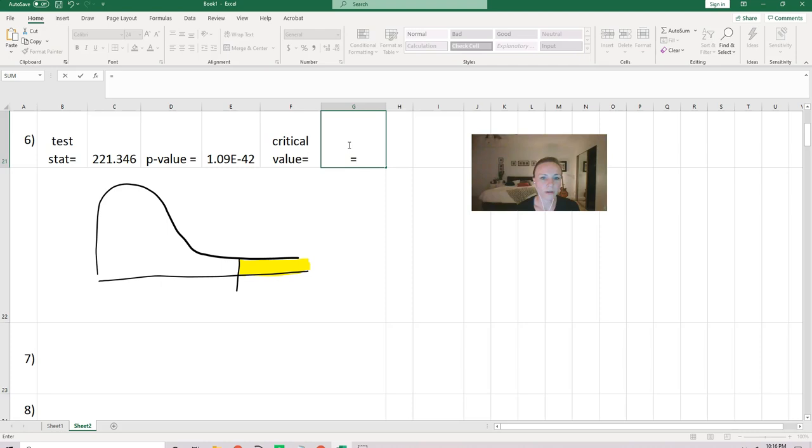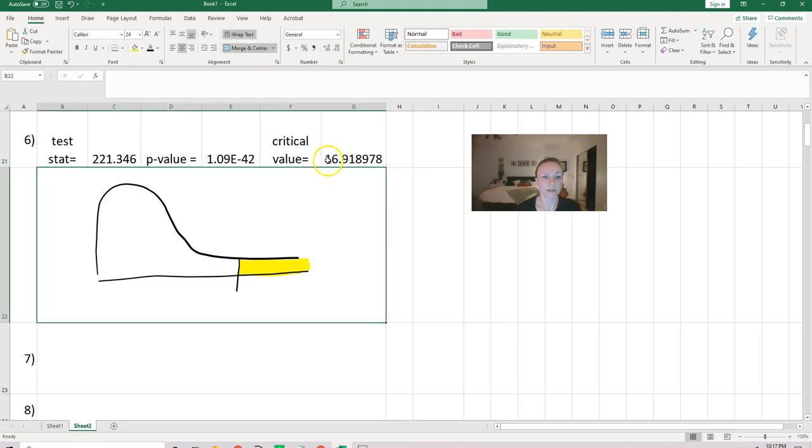And our critical value would be given to us by chi-squared inverse on the right. We need our probability, which is the size of alpha, which for this problem was 0.05. And our degrees of freedom is again 9. And we can see that our critical value is 16. So that would explain why this p-value is so small that I don't even recognize this number.